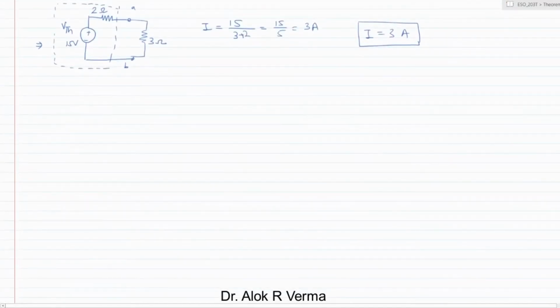Now in continuation of this, if we find out the Norton's equivalent circuit, in Norton's equivalent circuit we'll be able to solve this by converting this into a current source in parallel with the resistance. The Norton resistance and Thevenin resistance will be the same. We can find that out.